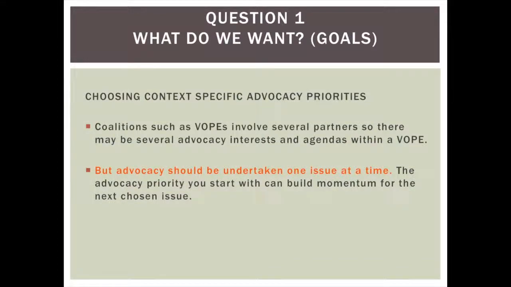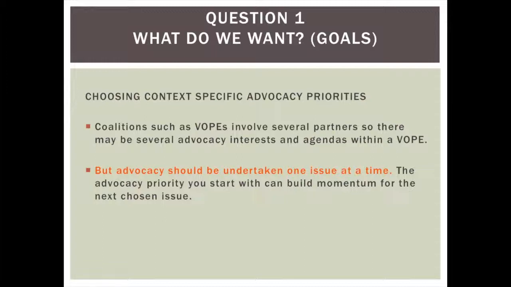Now moving on to choosing context-specific advocacy priorities. Now that we have identified the evaluation-related issue, or problem and its solution that can be addressed through advocacy, as well as generated evidence that can support such advocacy, it is time to choose a context-specific priority for your advocacy effort. Choosing an advocacy priority becomes particularly critical, especially for coalitions such as VOPEs that involve several partners. There may be several advocacy interests and agendas within a VOPE, but advocacy should be undertaken for one issue at a time. Remember, the advocacy priority you start with can build momentum for the next chosen issue.